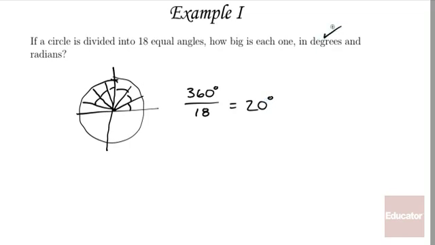So we've done the degree one. How about radians? Remember that an entire circle is 2 pi radians. If we divide that by 18, then we get pi over 9 radians as the size of each one of those little angles. So you can measure this angle either way. We say 20 degrees is equal to pi over 9 radians.